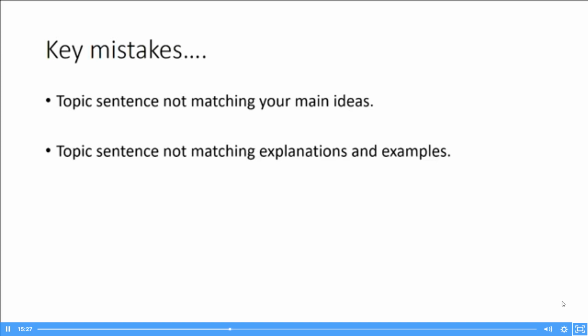It seems like a very obvious, simple thing to do. So just do it. No topic sentences at all. So some people just don't write them at all. Again, pretty obvious. The solution to that is do write them.